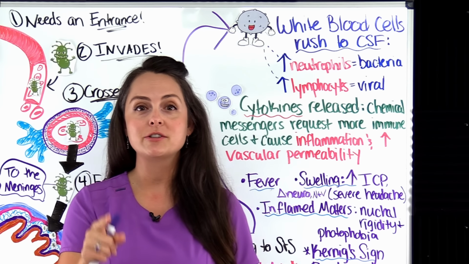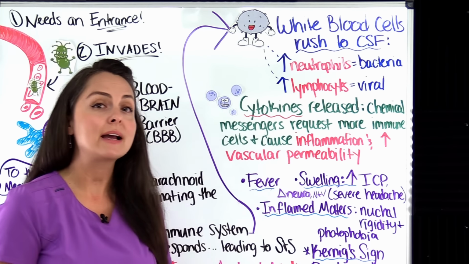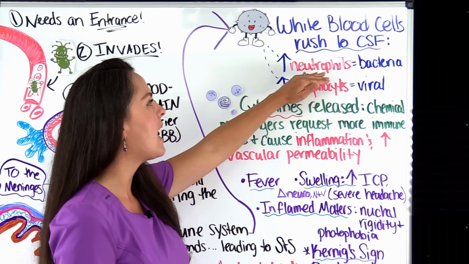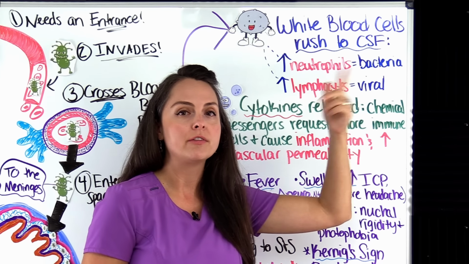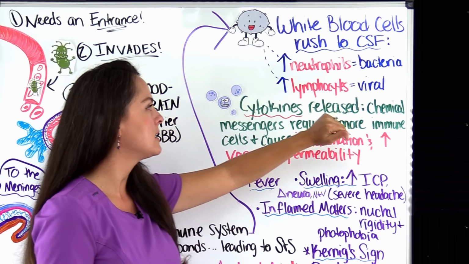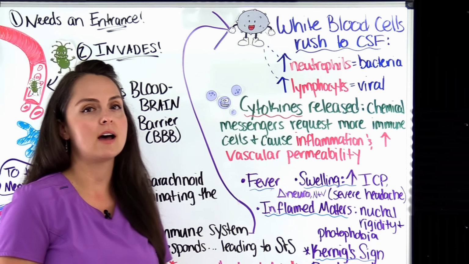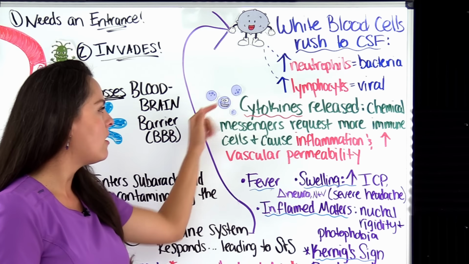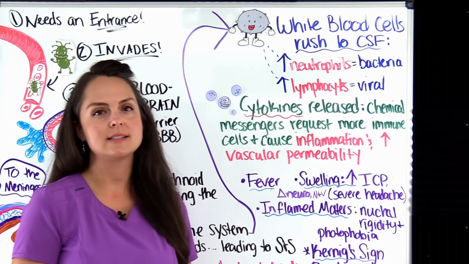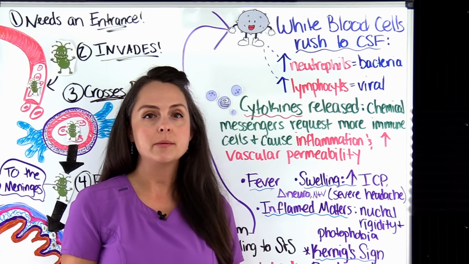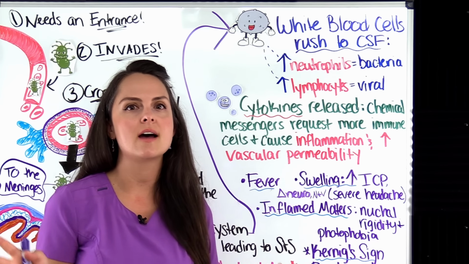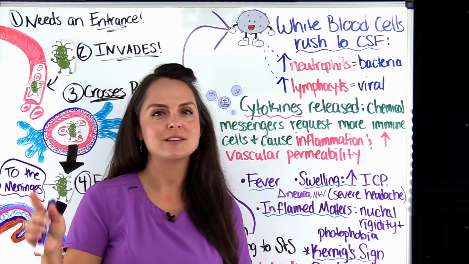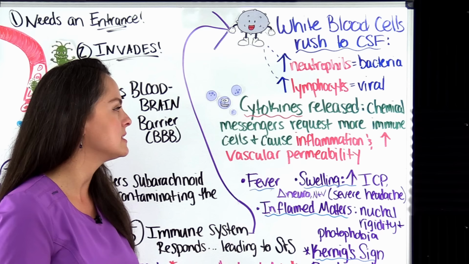Now, there are two things I want you to remember for exams. If this is bacterial meningitis, you're going to have a high number of neutrophils in that cerebrospinal fluid. Where on the flip side, if it's viral meningitis, you're going to have a high amount of lymphocytes in that CSF. Now also, cytokines are going to be released, and these things are really handy. They're chemical messengers that are actually going to recruit more immune system cells to come and help fight the fight of what's causing the inflammation in those meninges.